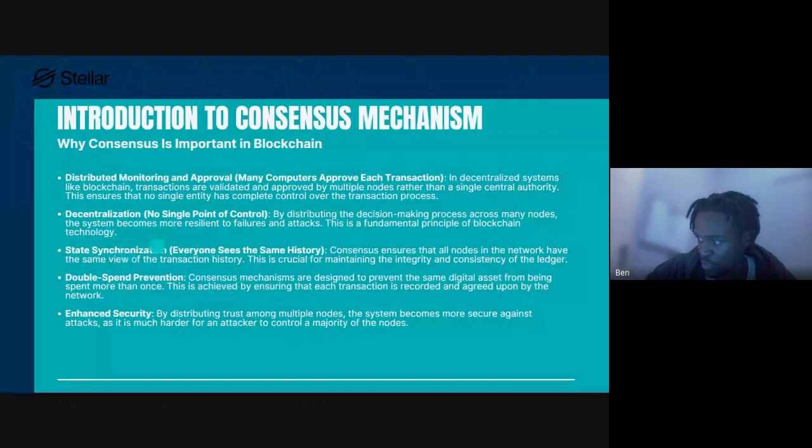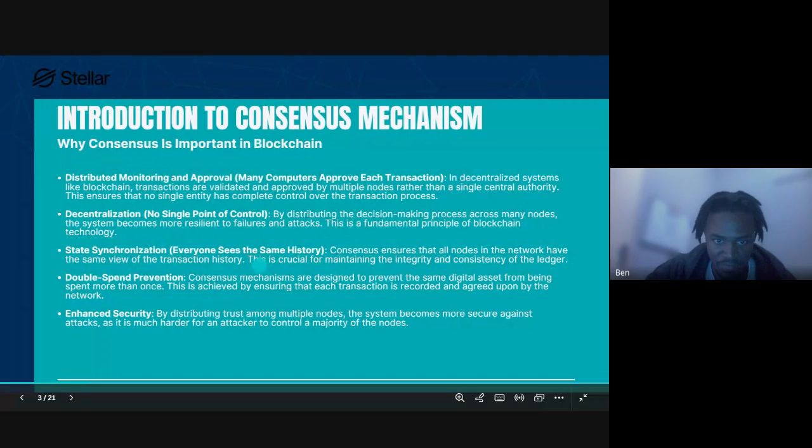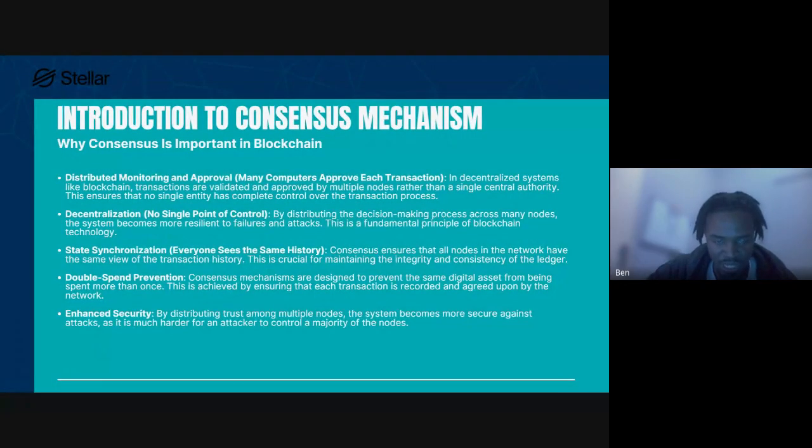Another important thing that we mentioned was state synchronization. Everyone sees the same history, so what you see in one ledger is the same thing that you're going to see from your node. Every node has this exact same copy of the ledger of the blockchain. Consensus ensures that all nodes in the network have the same view of the transaction history. This is crucial for maintaining the integrity and consistency of the ledger, and also double spend prevention.